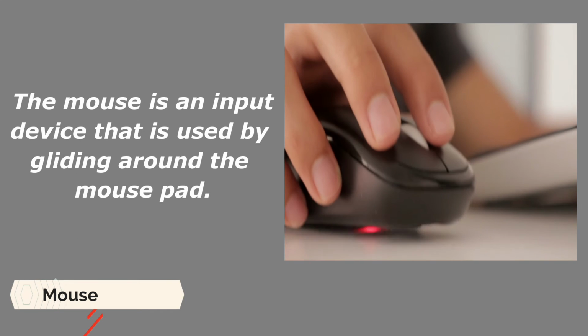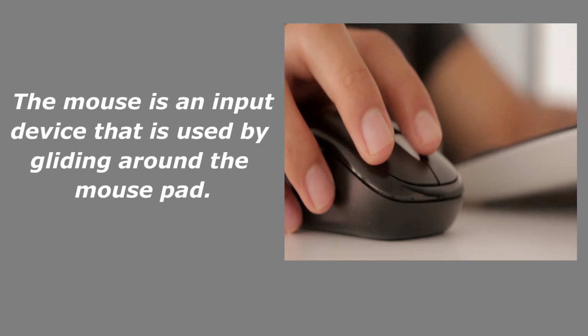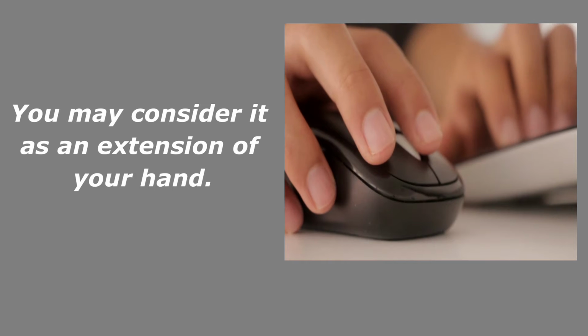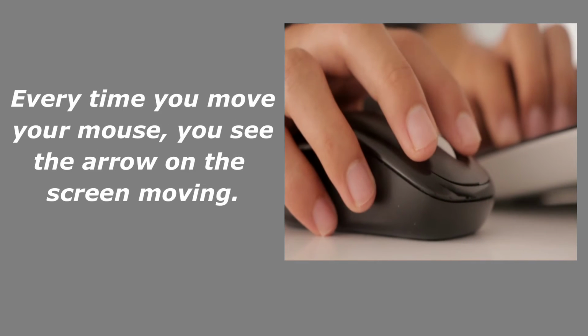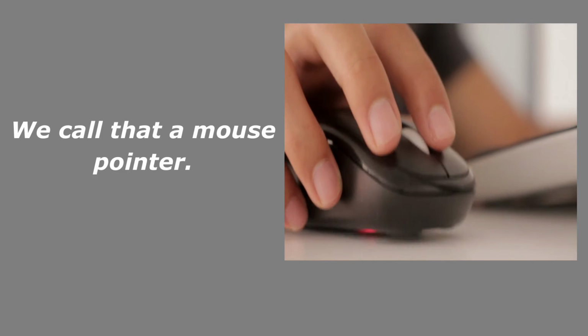The mouse is an input device that is used by gliding around the mouse pad. You may consider it as an extension of your hand. Every time you move your mouse, you see the arrow on the screen moving. You call that a mouse pointer.